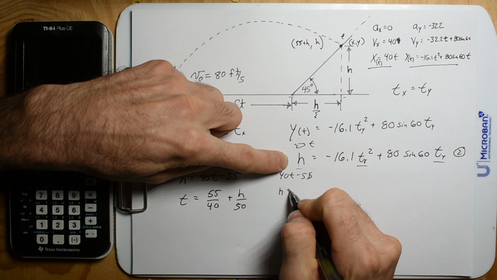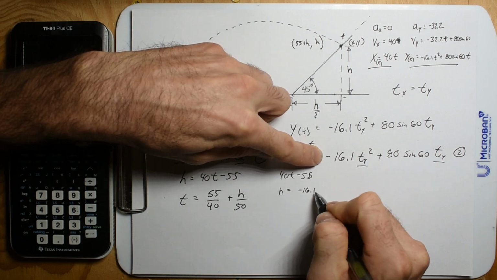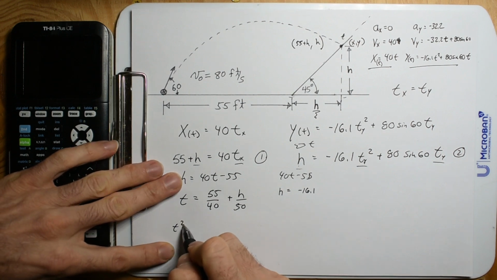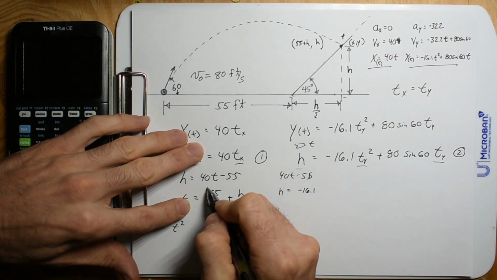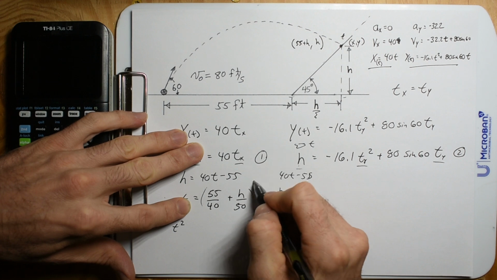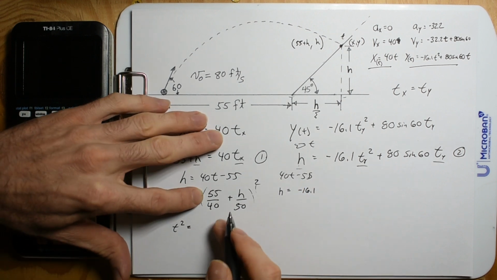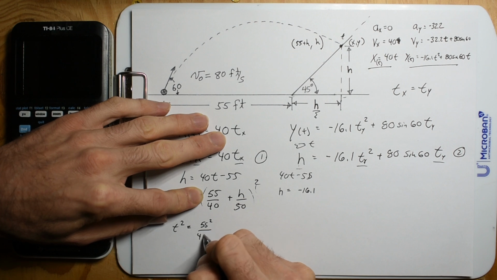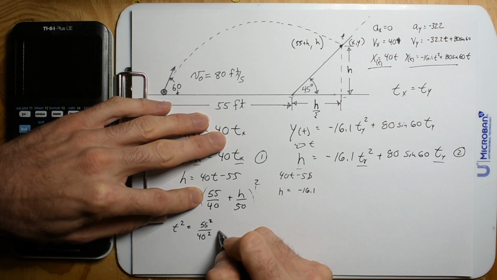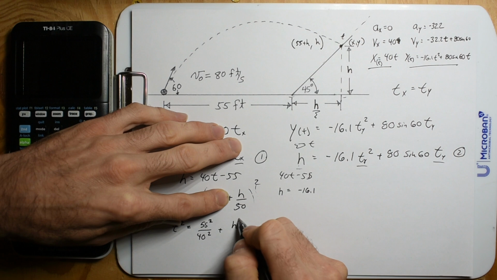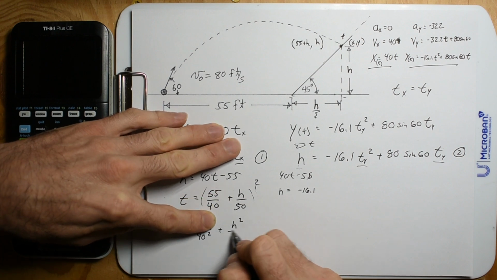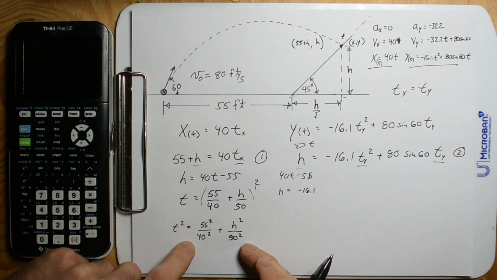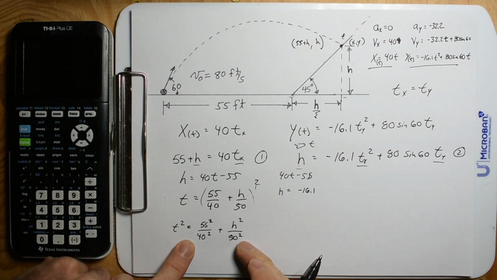Over here we still have an h, so h is equal to negative 16.1 times t squared. Let's save ourselves some time and just do t squared right here. You can imagine that this thing is squared. How I like to do squares is, let's just do this term squared. So we're going to go 55 squared divided by 40 squared plus this term squared, h squared divided by 50 squared. Cool. So does that make our life any easier?